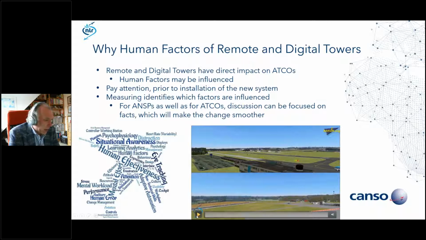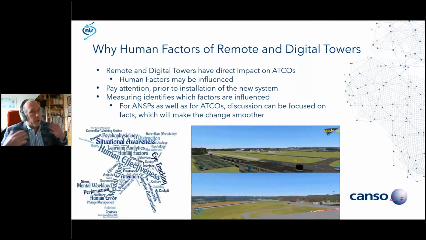What I think is that if one confronts controllers with a new situation, with any new situation, of which remote towers are an example, their work may be influenced. And what we think is that it is possible to pay attention to that prior to installing the system. And if you do that, you can have facts, you can have data, and you can use those to discuss with the controllers within your ANSP what the real changes are that happened and what is basically hearsay.